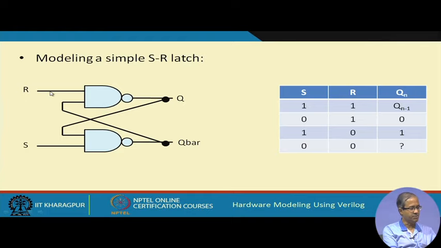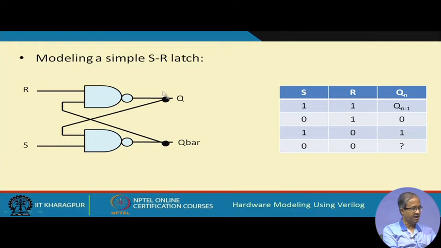If R is 0, Q will be 1 and this 1 and 1 will make this 0, and hence this is 1. But 0 0 is an indeterminate state. If we apply 0 and 0, then you see these are NAND gates, both outputs will become 1 and 1, which is inconsistent with Q and Q bar.